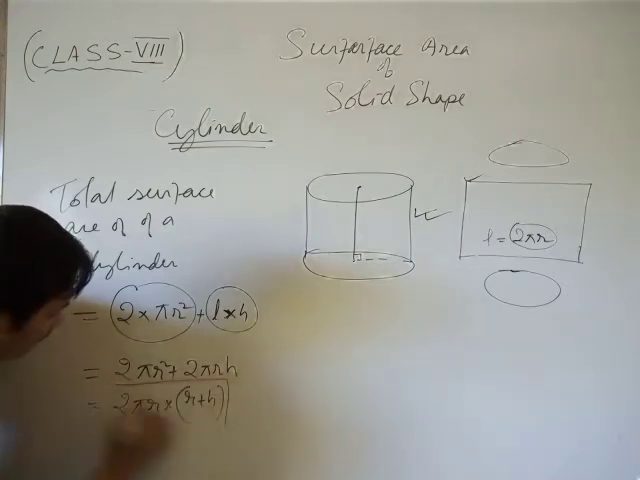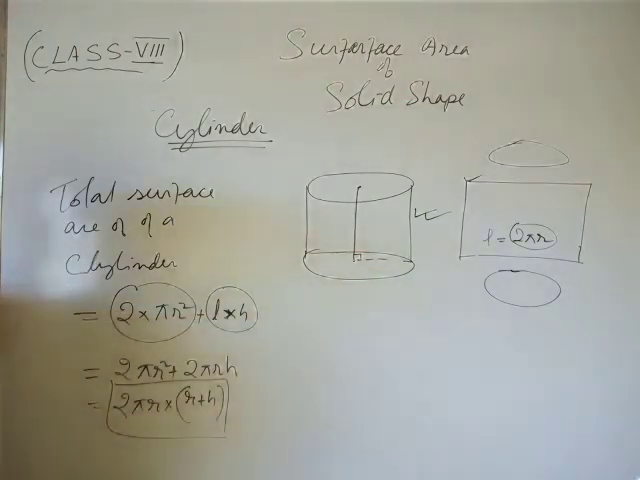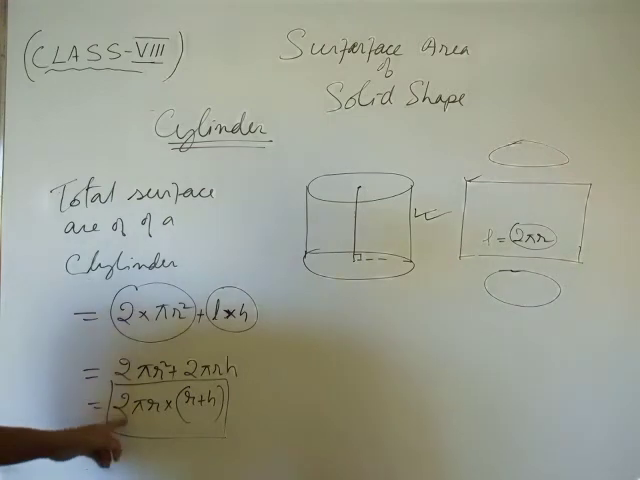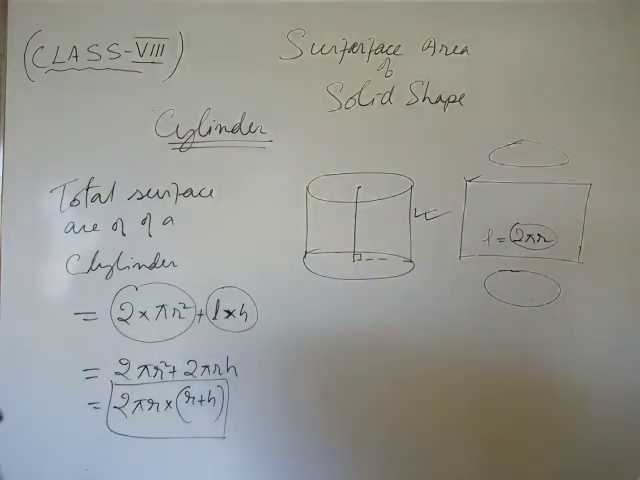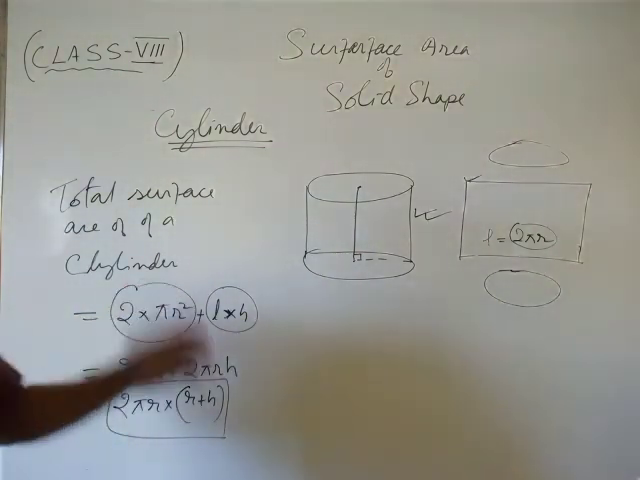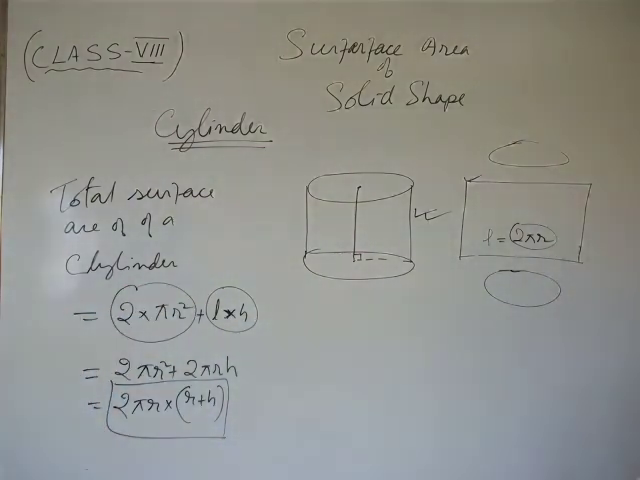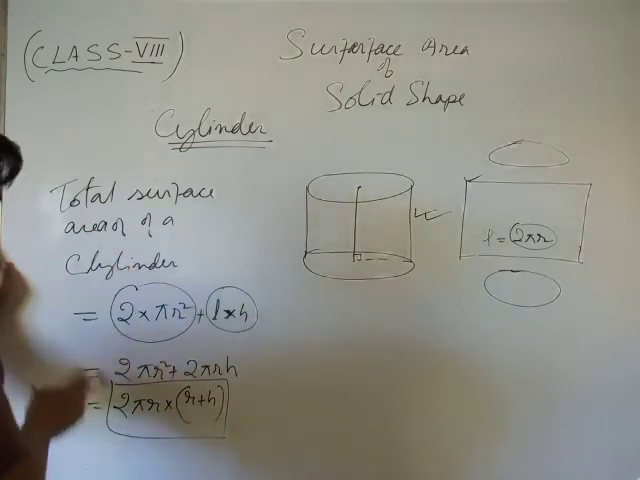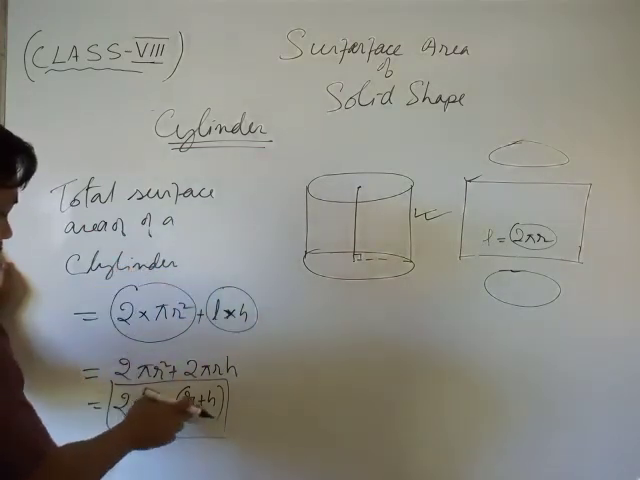So this is the formula to find the total surface area of the cylinder: 2 pi r into (r plus h). Please note this down. Then the lateral one, let's see. Total surface area of a cylinder is 2 pi r (r plus h).